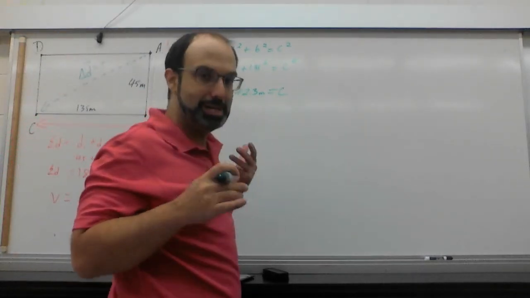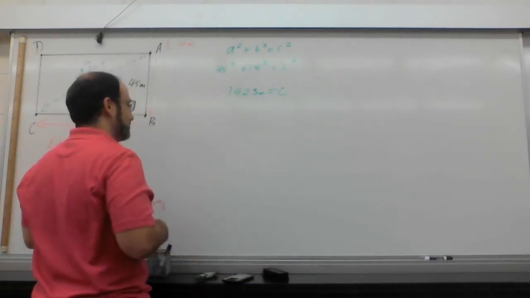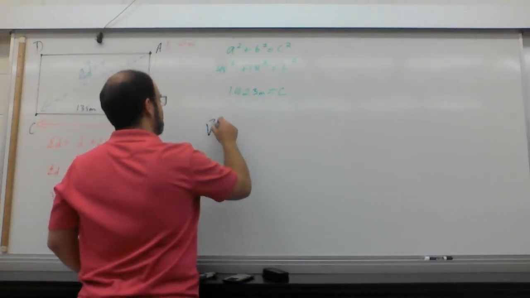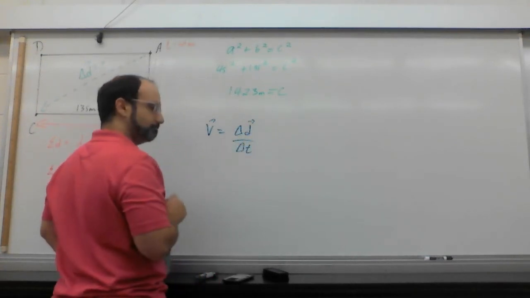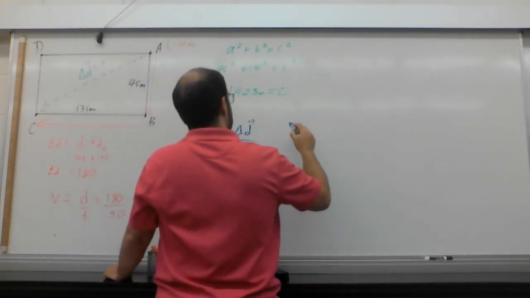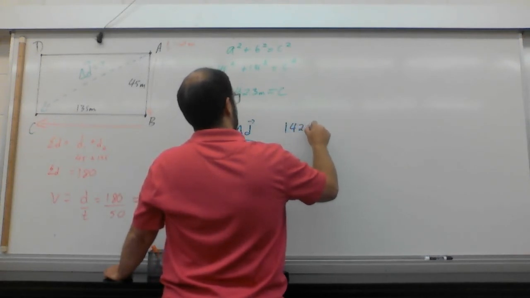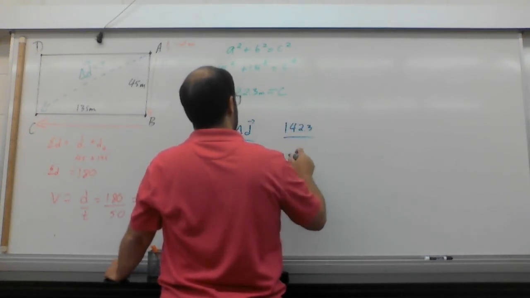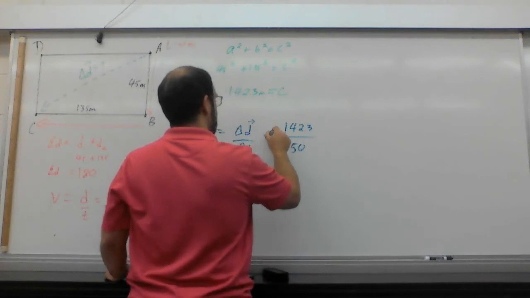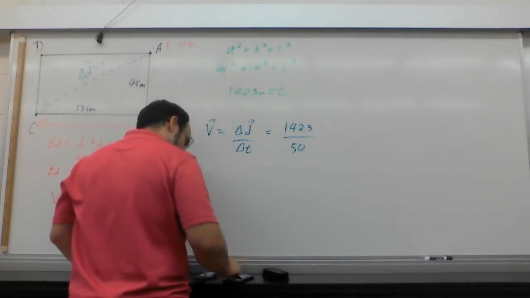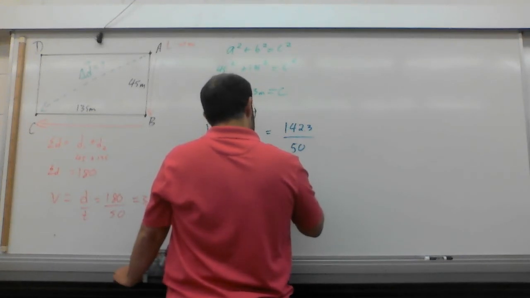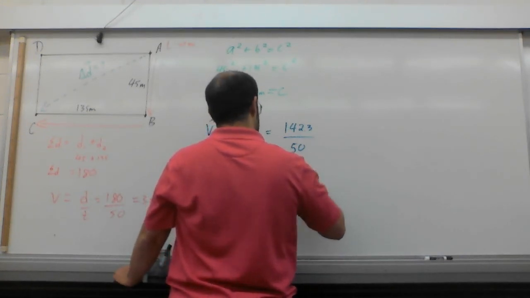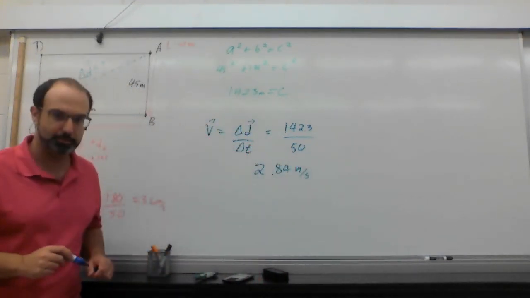Well, on the plus side, we now know the number in order to calculate our velocity, because velocity is delta d over delta t. Okay, well, v is 142.3 over t, which we said was 50, divided by 50 equals 2.84 meters per second. Very quickly, we can compare.